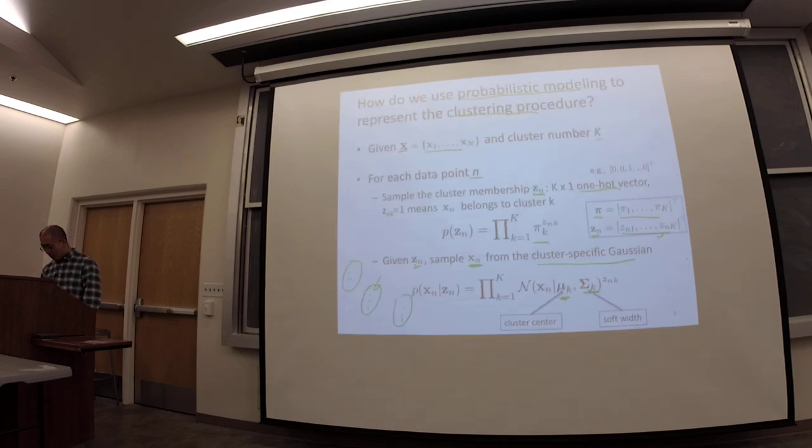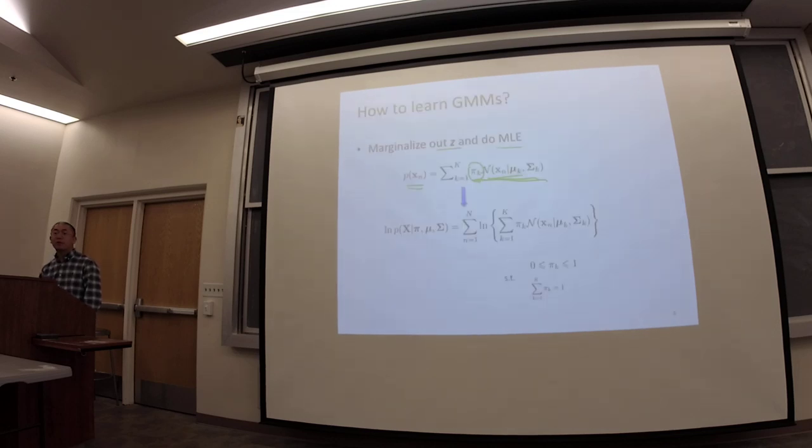This is pretty straightforward. If you want to marginalize Zn, you just sum over Zn. When Zn takes 1, Zn1 is 1, then it becomes pi 1 multiplied by the normal distribution of Xn given mu 1, sigma 1, right? And then Zn takes a 2, meaning Zn2 is 1, you add pi 2 multiplying with this Gaussian. You just enumerate all possible values Zn can take, and you end up with this summation. That's also why it's called Gaussian mixture. You see, this is a mixture of Gaussians, weighted by a probability vector.